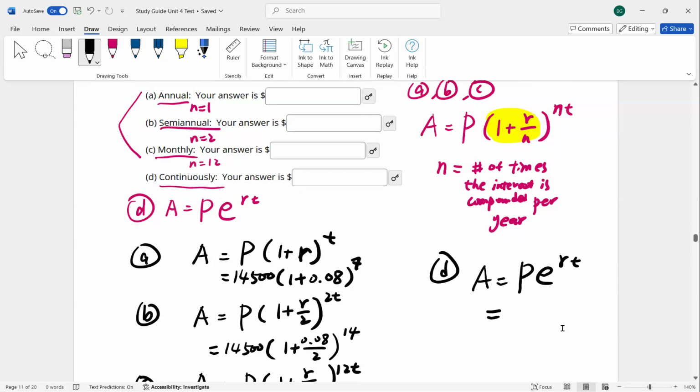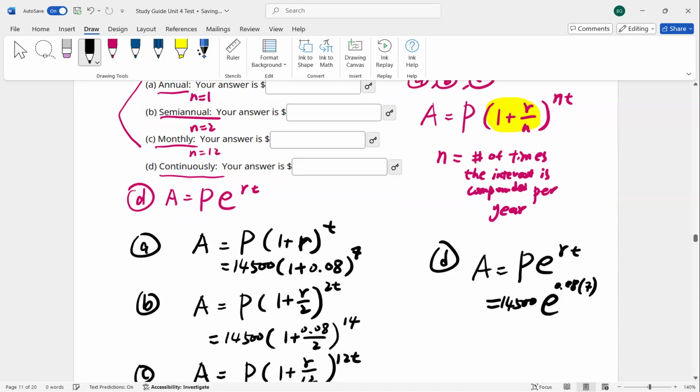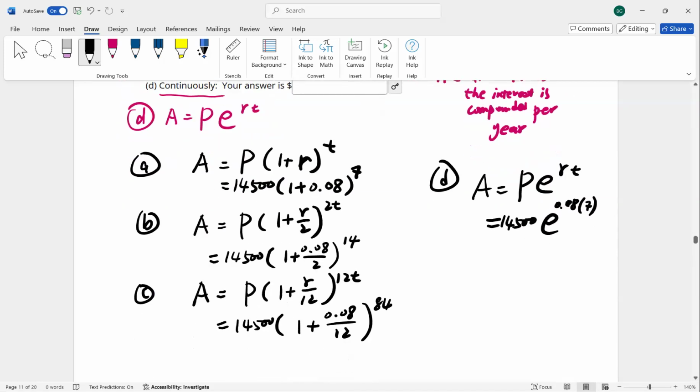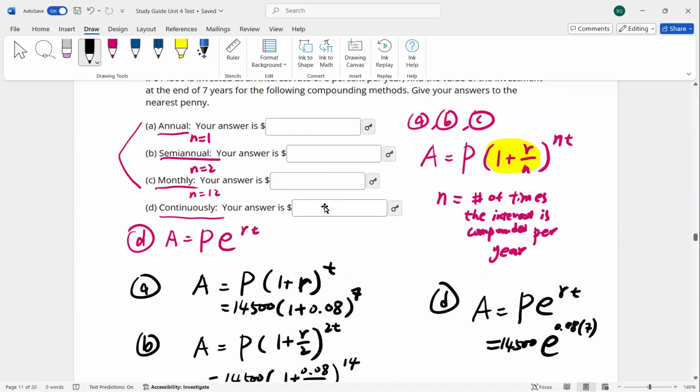Okay, so just plugging in the initial investment or the principal 14,500 times e to the power 0.08 times 7. R is 8%, in decimal 0.08, for 7 years, so times 7. The result is, I want to show you, I would recommend you finish the calculation. I don't want to spend the time here, just in case we fall short of the time later.